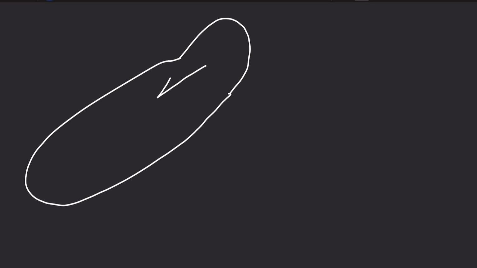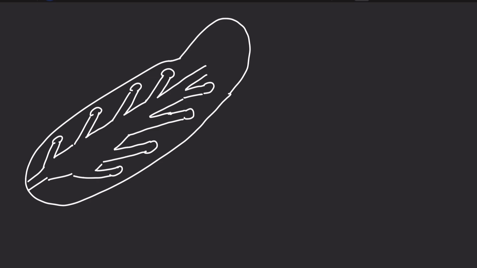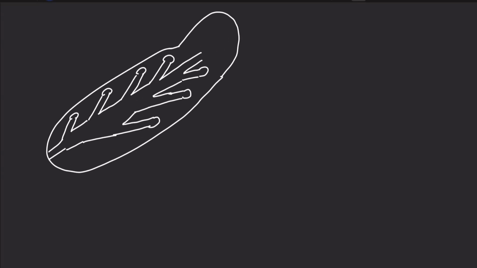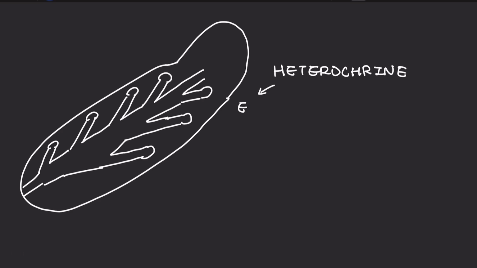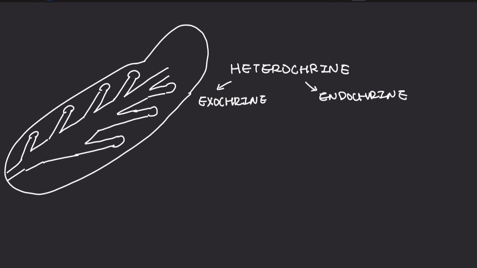Hi, welcome everyone. Today we're going to talk about insulin and glucagon on glucose homeostasis. The pancreas is a heterocrine gland, meaning it has a dual function as an exocrine and an endocrine gland. Today we're focusing mainly on the endocrine role and how it regulates blood sugar or glucose homeostasis.